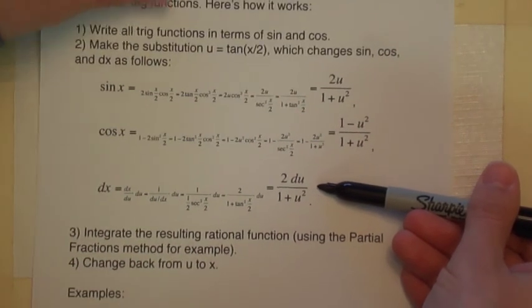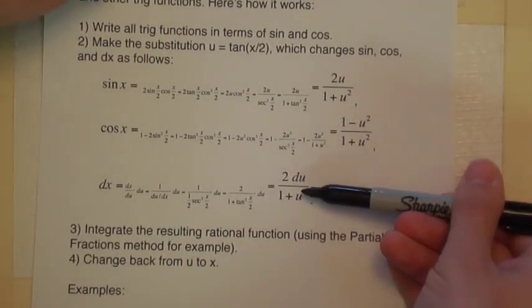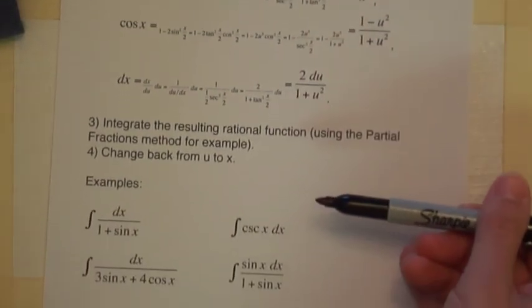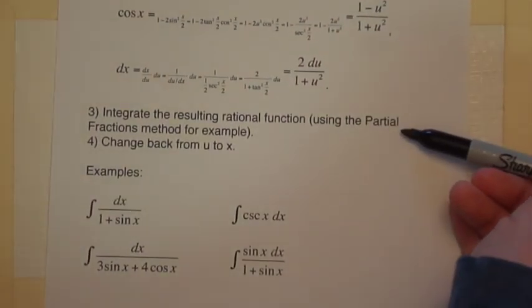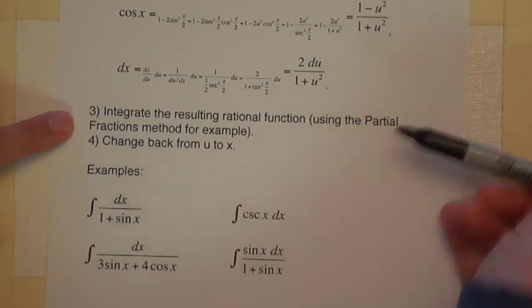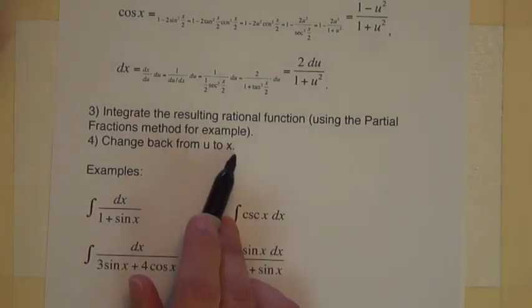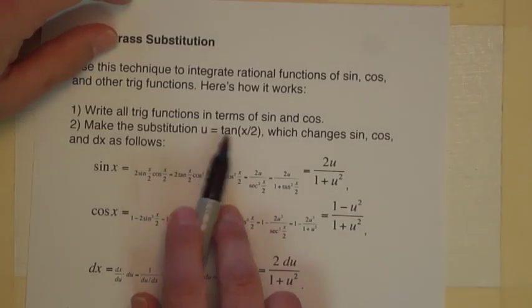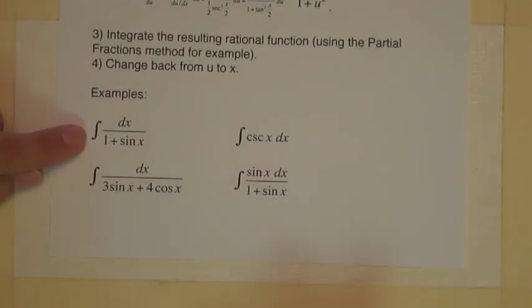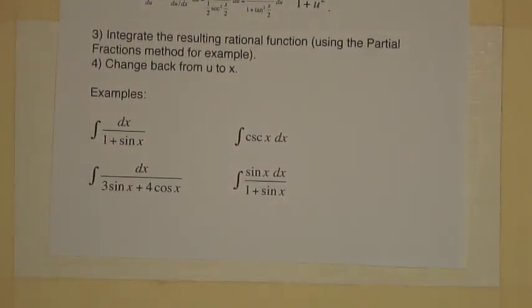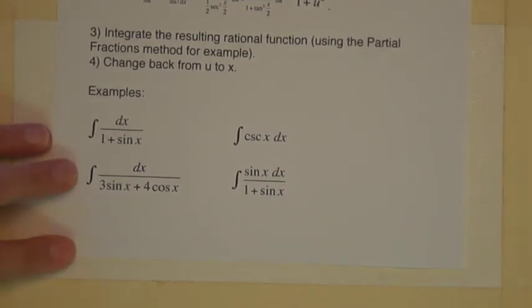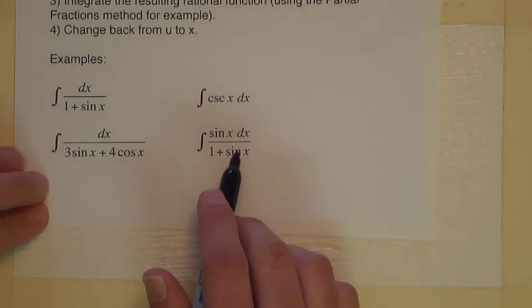So you end up with this rational function with u's in it, which is why I'm talking about it in this partial fractions video. What you do is you use the partial fractions method to do the integral with u's in it, and then you change back from u to x, putting back in tangent of x over 2 for u. So here are some examples. You're free to do them on your own. I'm not going to do any of these outright for you. I will just start the fourth one for you.